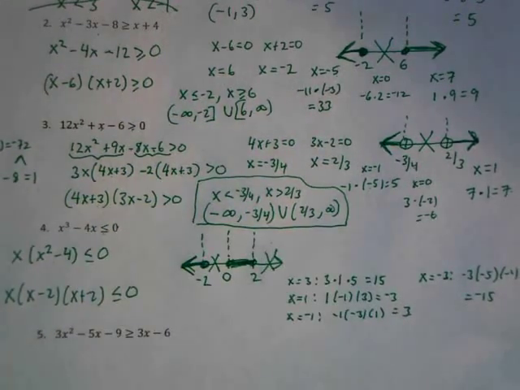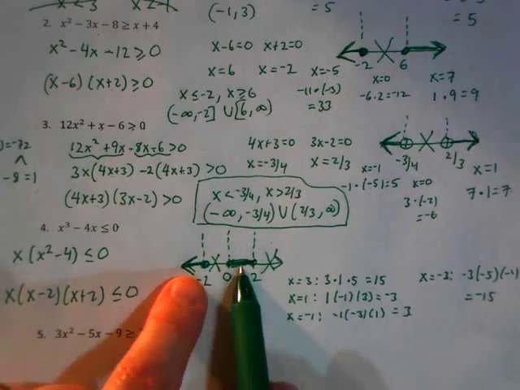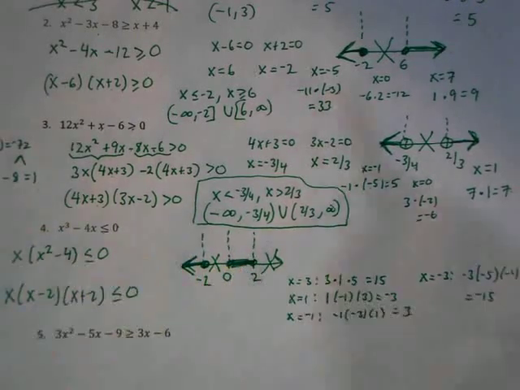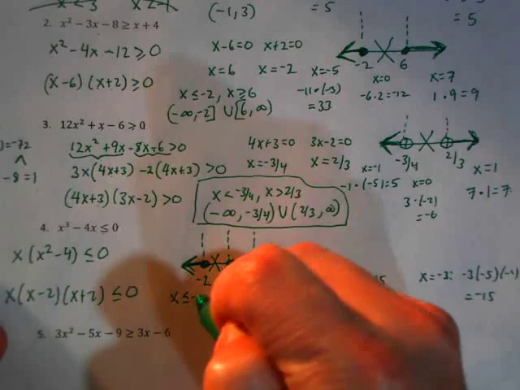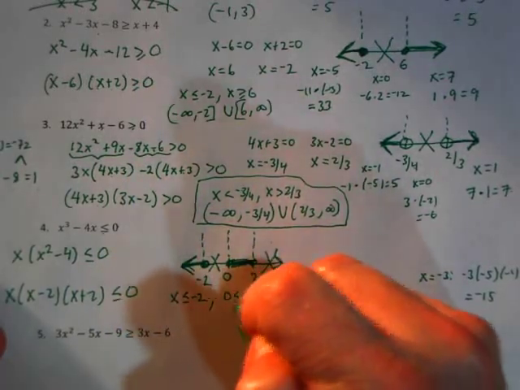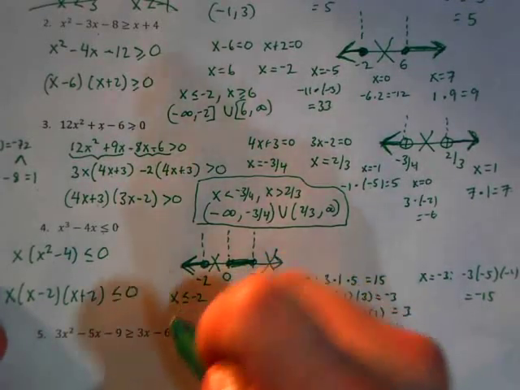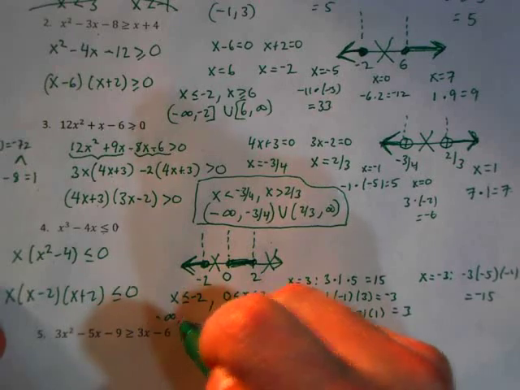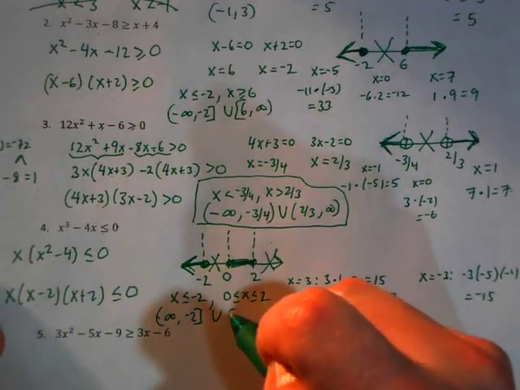So that's good. Again, notice we have 2 distinct separate chunks shaded. When that happens, we need to write 2 distinct answers. This one is x less than or equal to negative 2. And this one is x is in between 0 and 2. In interval notation, negative infinity to negative 2, union 0 to 2.